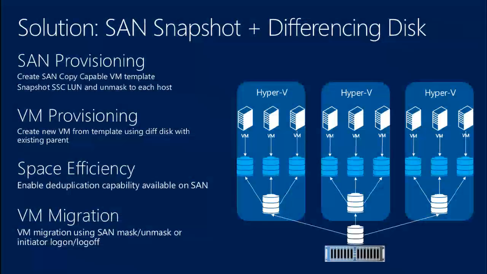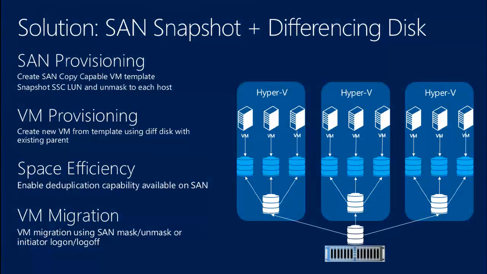So let's say you set up what's called a SAN copy capable template that essentially tells VMM, hey, I know that I sit on an array that supports snapshot and/or cloning. VMM figures out that the VHD sits on a LUN that's on an array that supports snapshot or cloning. That tells VMM, hey, I can use the provider and then snapshot this LUN many times. So that's a SAN copy capable VHD. You add that to a template, you make the template SAN copy capable.